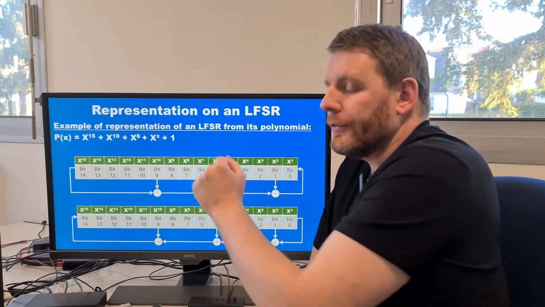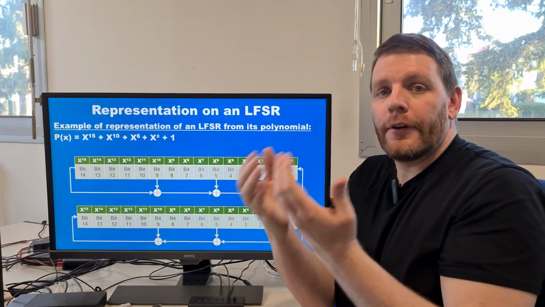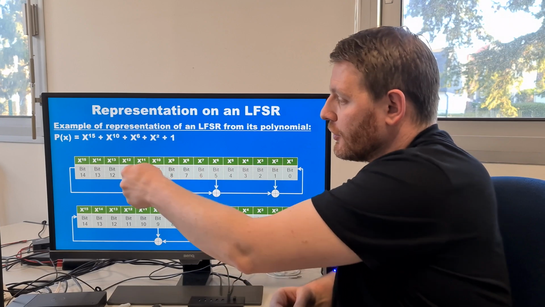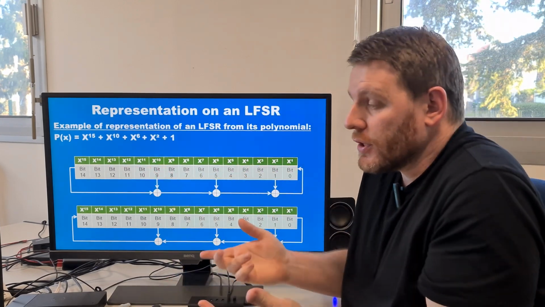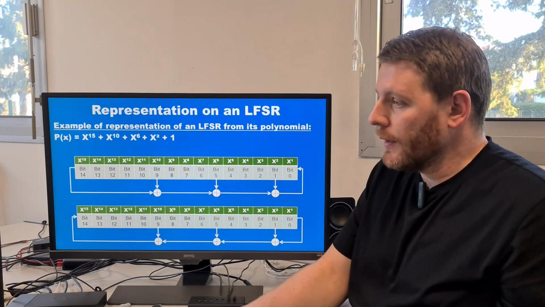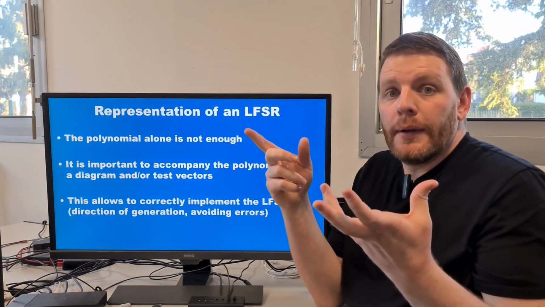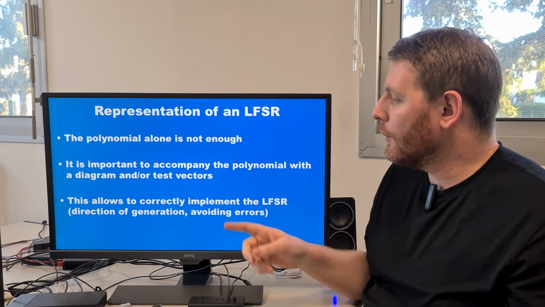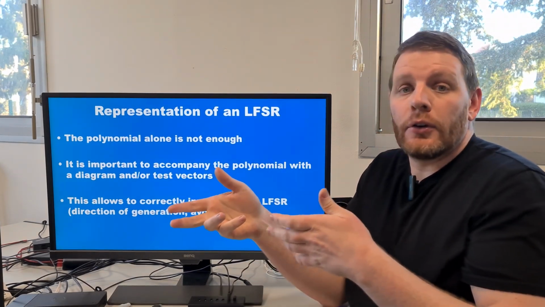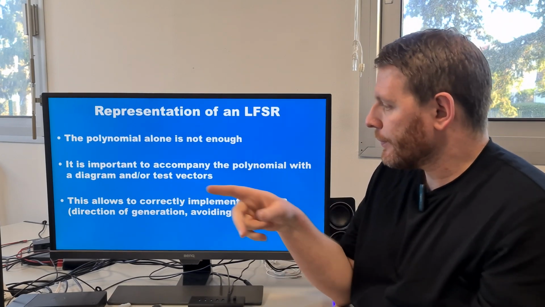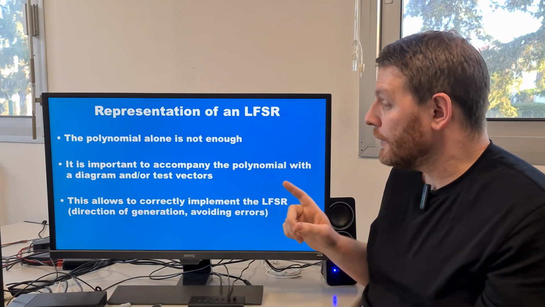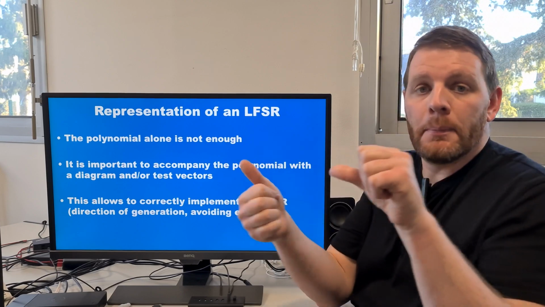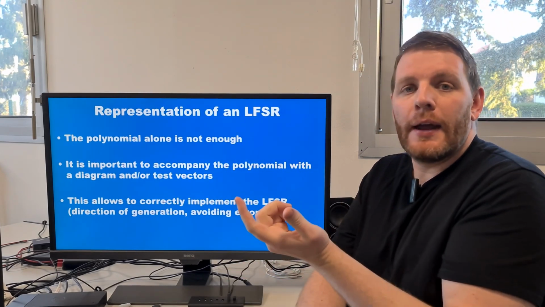As you can see, if you get only the polynomial of an LFSR and you have to represent it, you cannot know which direction of the bit shifting to use. So the polynomial alone is not enough to represent it on the schematics. It's important to accompany the polynomial with a diagram and/or test vector or schematics. This allows you to correctly implement the LFSR, the direction of the bit shifting, and it avoids errors.